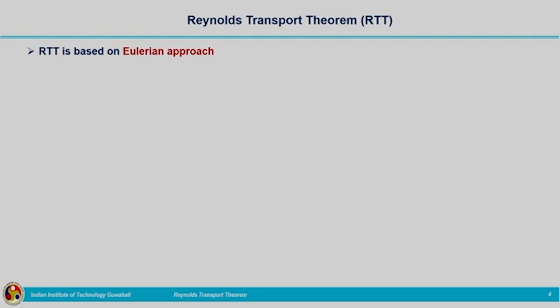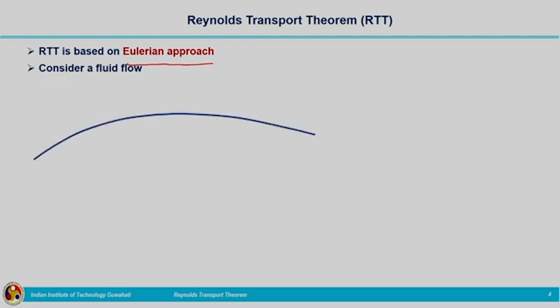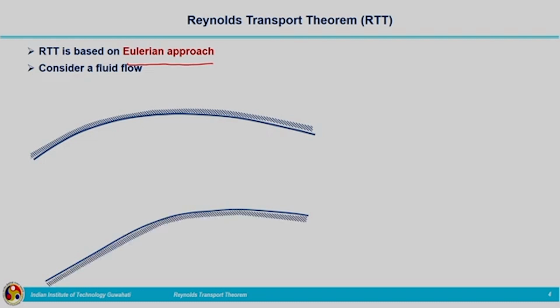Now, let us move on to Reynolds transport theorem. Reynolds transport theorem is based on the Eulerian approach. And here what we are doing? We are going to consider a fluid flow. We can have the pictorial representation of the fluid flow within this domain. You can see the flow is taking place within this domain, and we are going to consider two sections, section 1 and section 2. The fluid flow is from left to right.